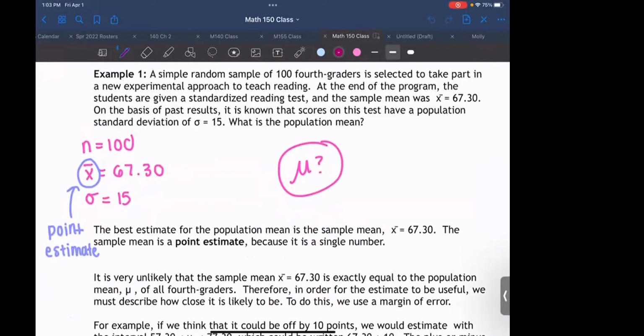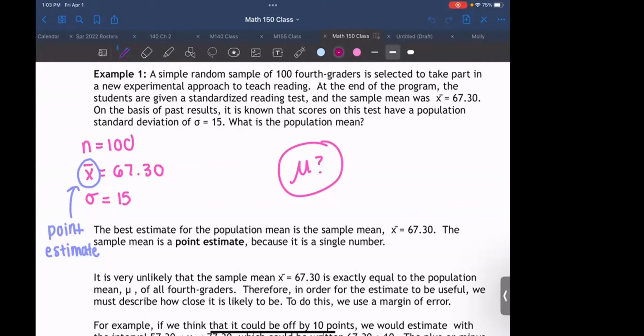Okay. We started out with this example. We talked about a simple random sample of 100 fourth graders, and they were selected to do this new approach in reading. To test if they actually benefited from that approach, they were given a standardized reading test. All these students got a sample mean of 67.3. And it's also known from the past that the scores on tests have a population standard deviation of 15. The question is asking us to guess the population mean.